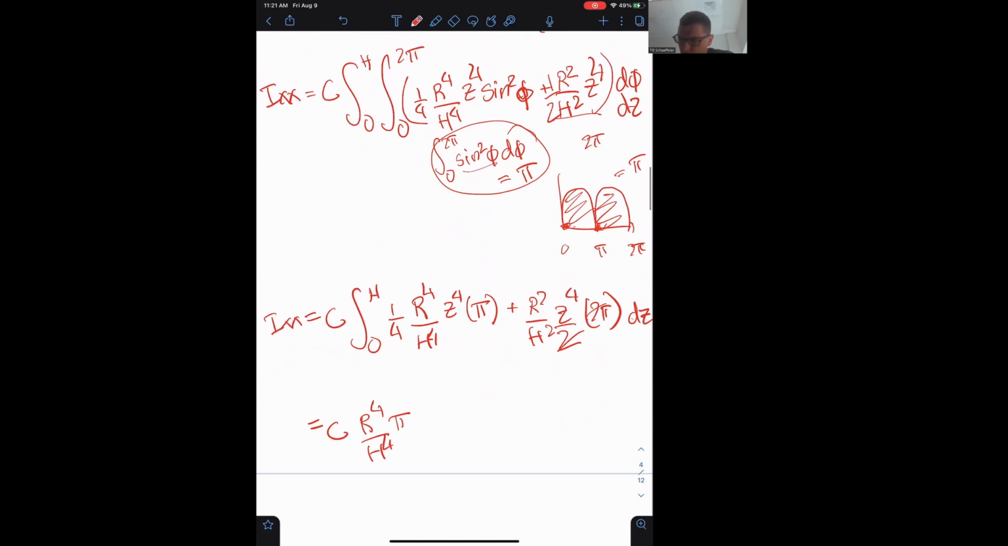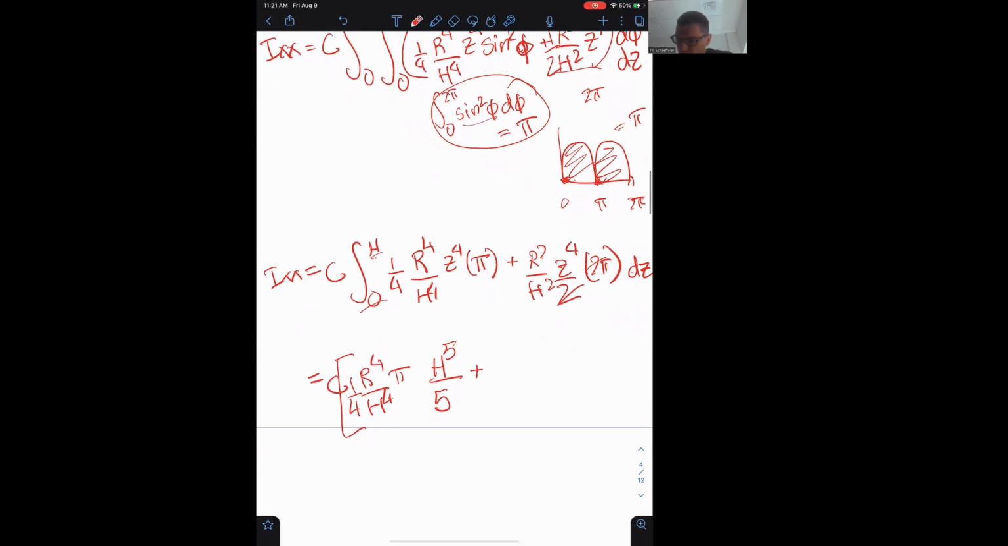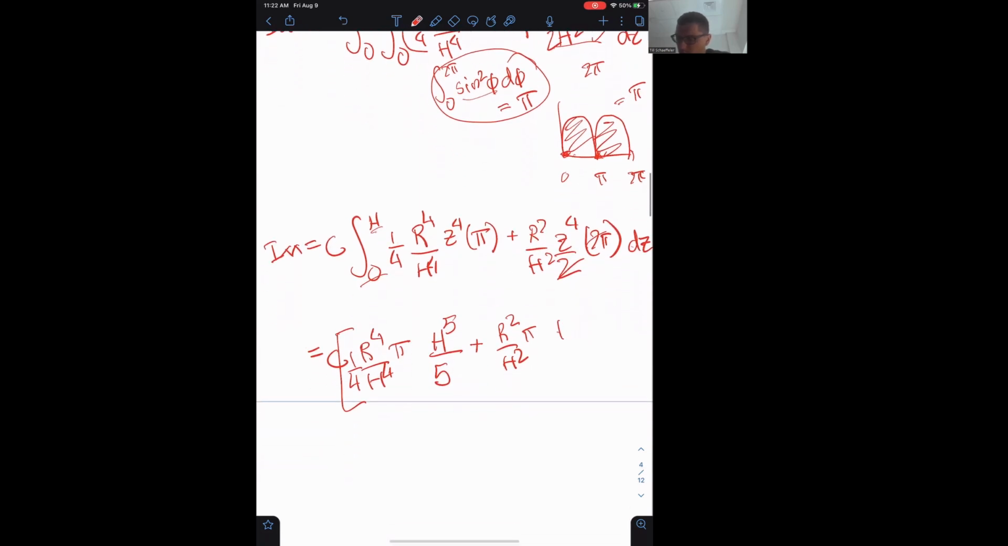Okay, so z to the fourth gives you z to the fifth divided by 5, plug in the limit, put some brackets here, gives you h to the fifth divided by 5, plus the same thing, z to the fourth gives you h to the fifth divided by 5.